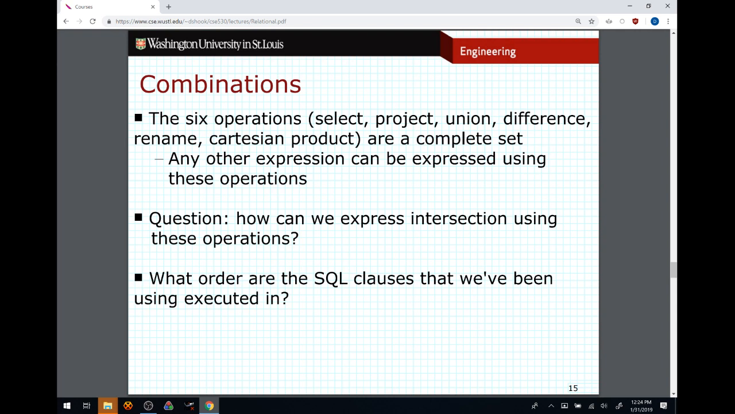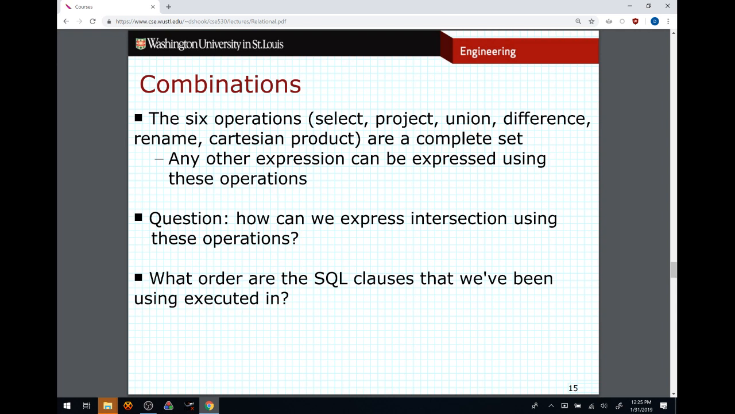But if we're just sticking with the basics, the basic SQL queries, the basic select queries that we've been talking about so far in class, they can all be computed using the 6 operations that you see there. In fact, select, project, Cartesian product, and rename are the ones that we're going to be using the most. We're not even going to see union and difference pop up that much for our purposes.